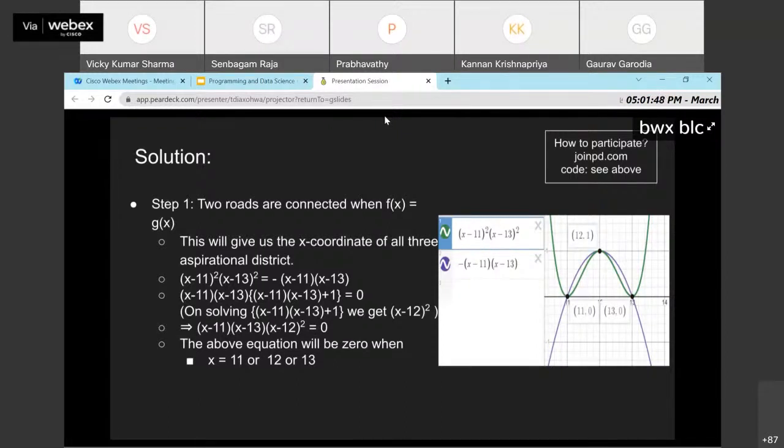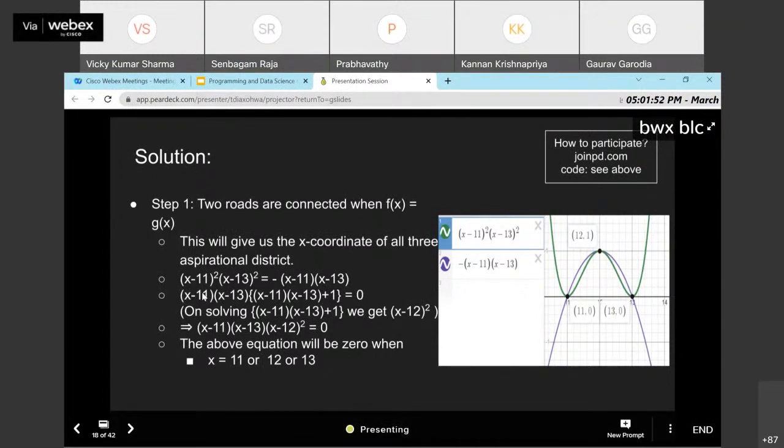When you equate both of these, f of x equals g of x, you can see it has been equated: x minus 11 the whole square, and so on. I am equating both the roots, r1 and r2, or f of x and g of x. I have taken the RHS to the left hand side and taken out the common factor. You see x minus 11 and x minus 13 are common here, so I separate the rest with a curly bracket, and you will be left with plus 1 here.